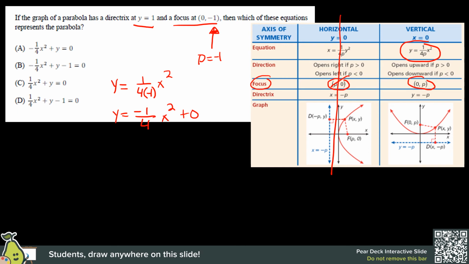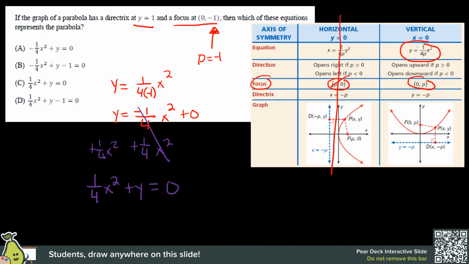So none of these match yet. So we want to have all of our values, our x's and our y's here on the left side, and our constants on the right. So to do that, I want to add 1/4 x squared to both sides, plus 1/4 x squared. So these would simplify out, and what we'd end up getting is 1/4 x squared plus y equals 0.